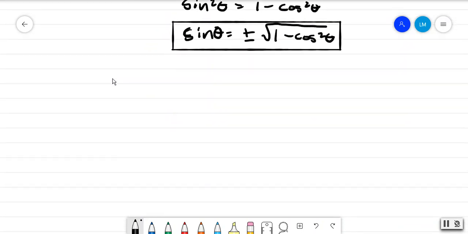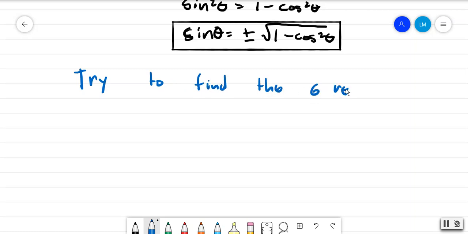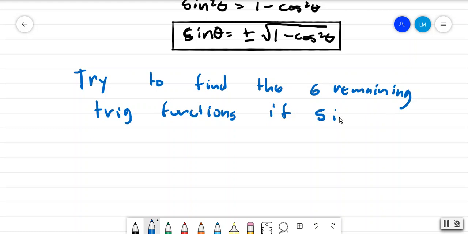So what I'll do next is I'll say, go ahead and try to find the 6 remaining trig functions if sine of theta equals root 2 over 6 and cosine of theta is less than 0.